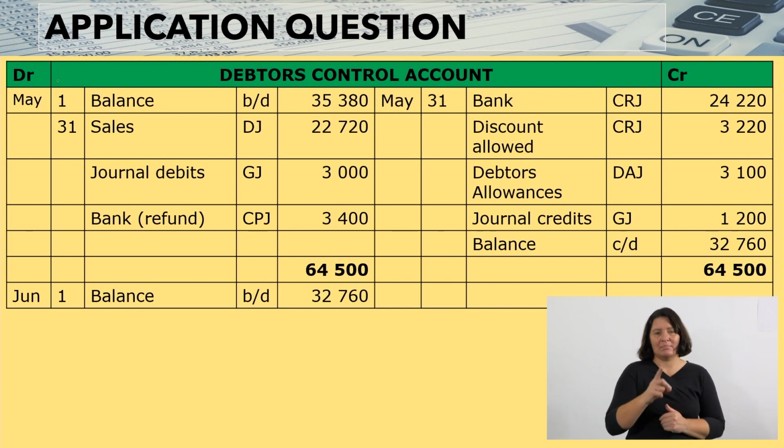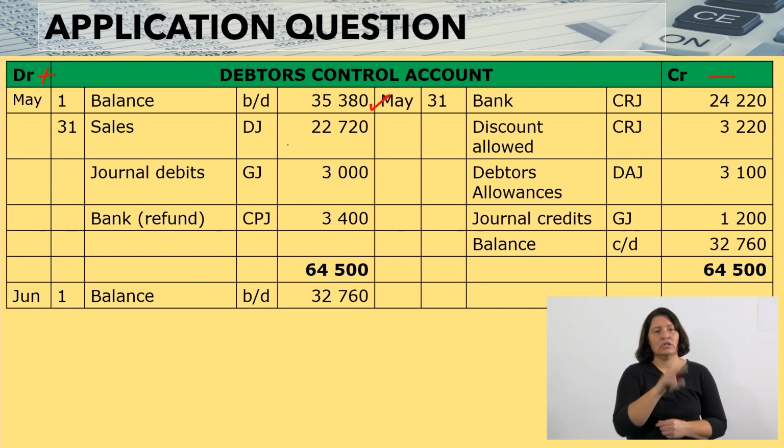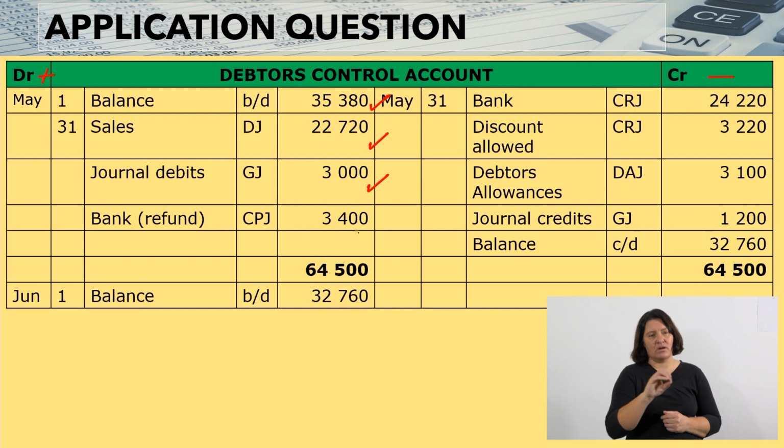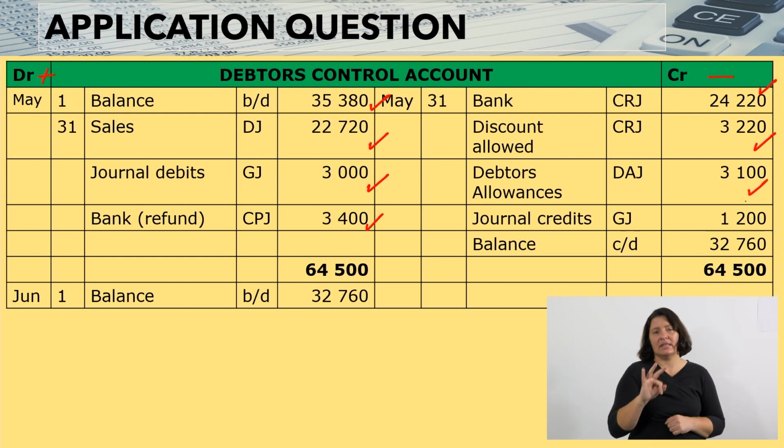Here is my complete debtors control account. On the debit side, it increases. On the credit side, it decreases. I'll then say the opening balance, which is 35,380. I add my sales from the DJ, 22,720. I have my general debits, 3,000, and I have the refund, 3,400. On the credit side, I have my bank, 24,220. I have discount, which was allowed, 3,220. I have my allowances, my debtors allowances, as well as my general credits.